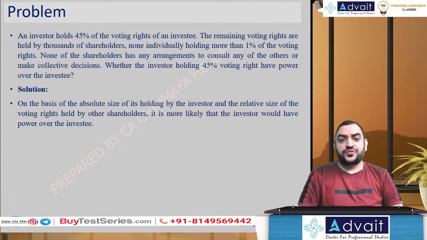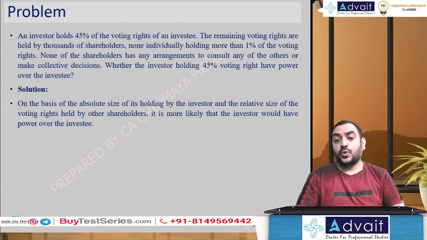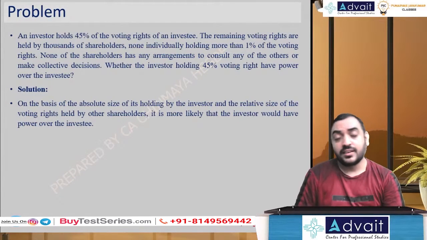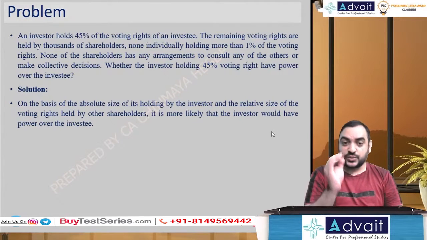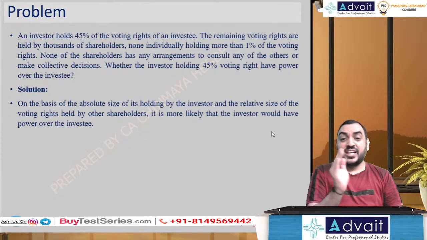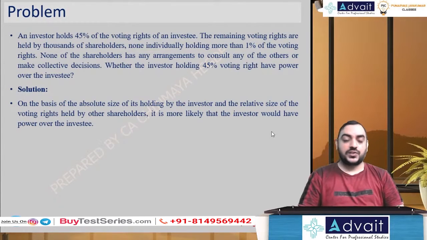An investor holds 45% voting rights of an investee. Remaining voting rights are held by thousands of shareholders, none individually holding more than 1% of the voting rights. None of the shareholders have any arrangement to consult any of the others, or make collective decisions. Whether the investor holding 45% of the voting rights has power over the investee. This is where Ind AS is different from AS.